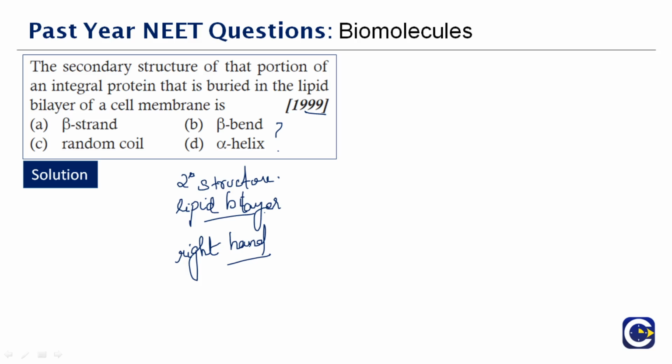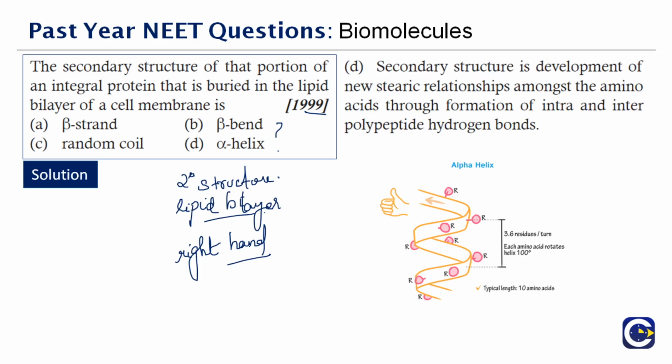Then you have a diagram which is actually representing the alpha helix. It follows the right hand principle rule. It has 3.6 residues per turn. How many residues per turn?